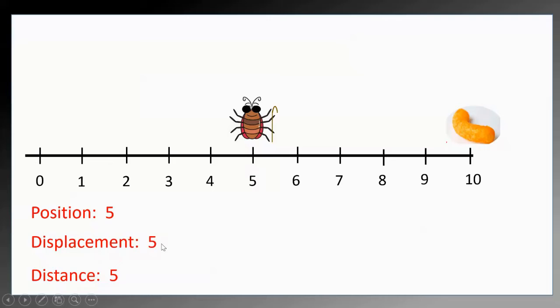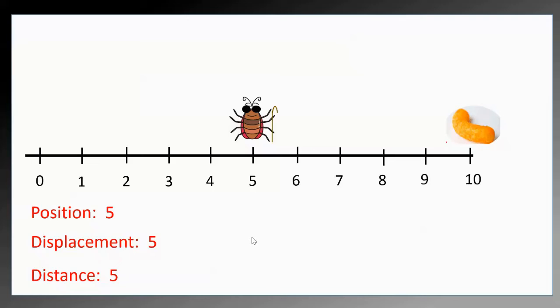Displacement tells you where he is compared to where he started. Okay, and the way you can do this mathematically is what we call final position minus initial position. So his final position, as of right now, is five. His initial position was zero. He started off at zero. Oops, he's gone ahead. Let's bring him back. And so the displacement would be five minus zero, or five.